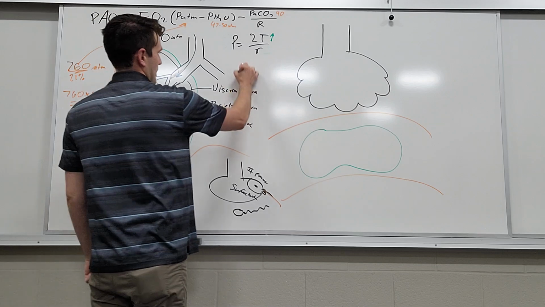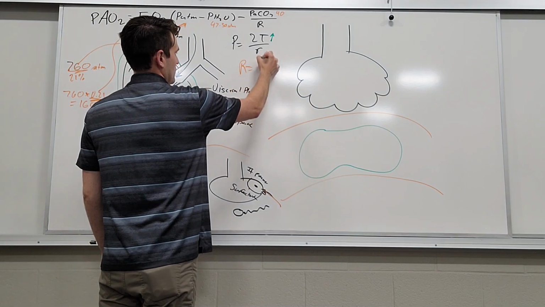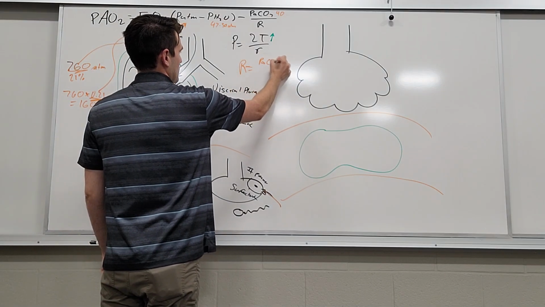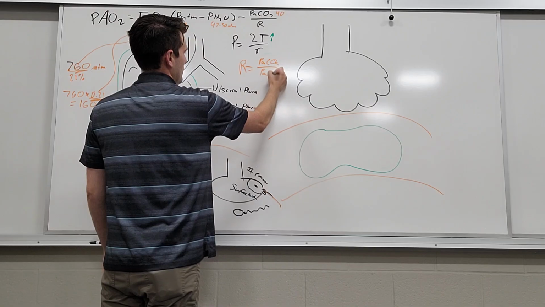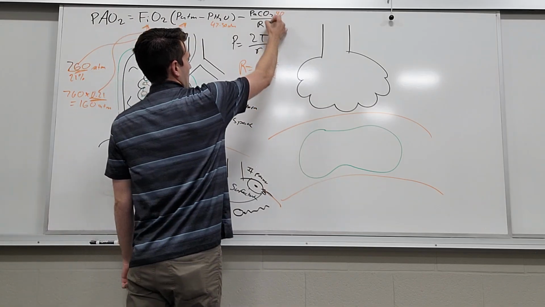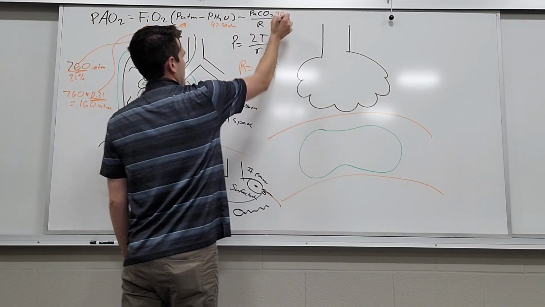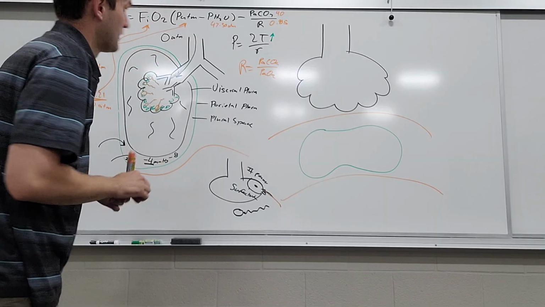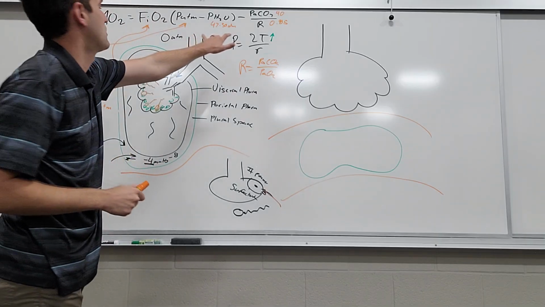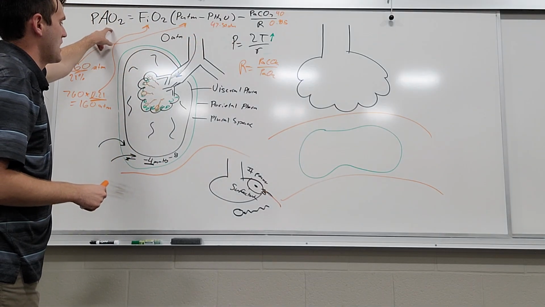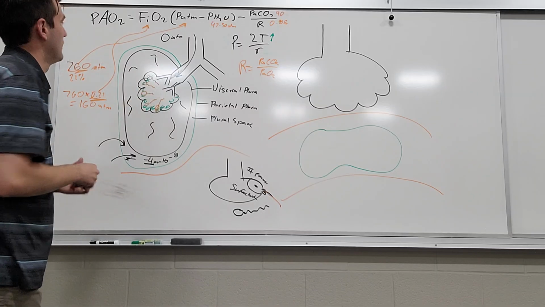So R is going to be equal to PaCO2 divided by PaO2, and normally that's about 0.85. Okay. So that is how we're able to determine how much pressure of oxygen is in our alveolus here.